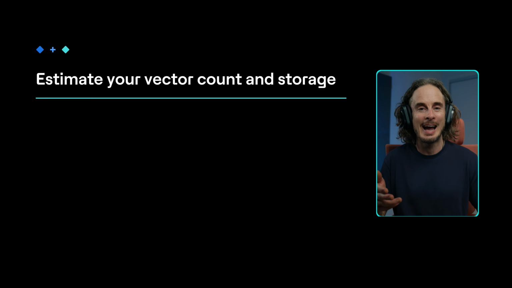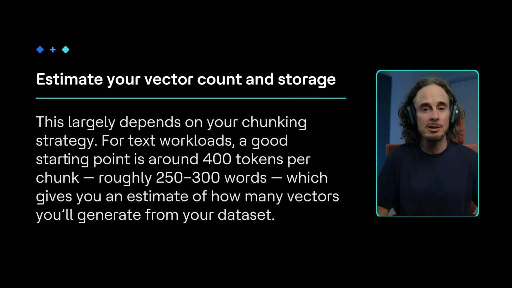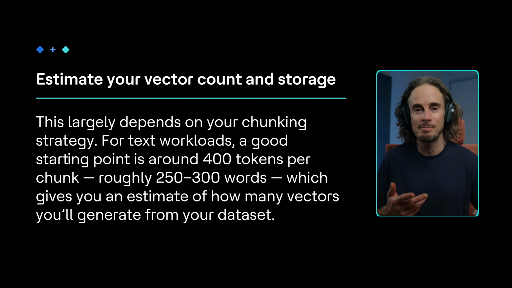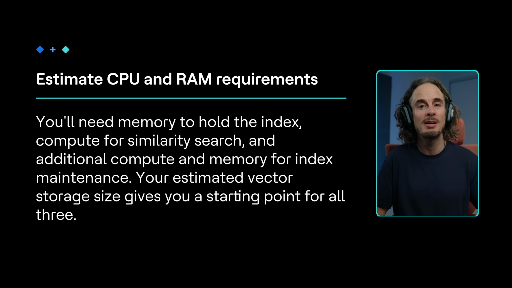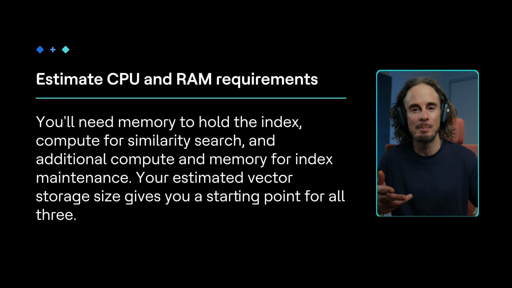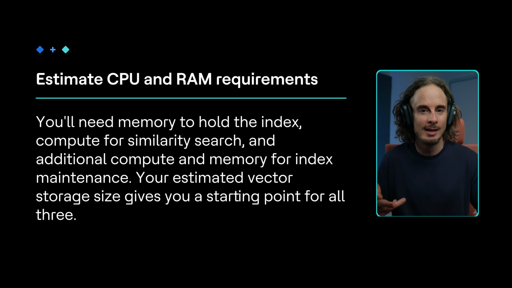Estimate your vector count and storage. This largely depends on your chunking strategy. For text workloads, a good starting point is around 400 tokens per chunk, roughly 250 to 300 words, which gives you an estimate of how many vectors you'll generate from your dataset. Estimate CPU and RAM requirements. You'll need memory to hold the index, compute for similarity search, and additional compute and memory for index maintenance. Your estimated vector storage size gives you a starting point for all three.